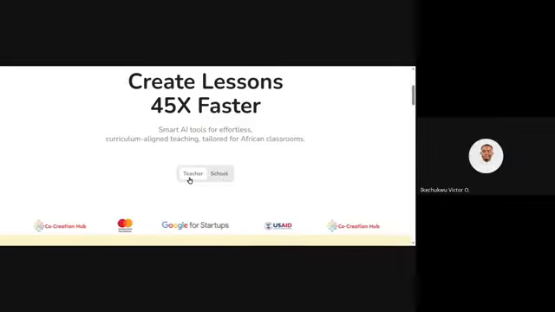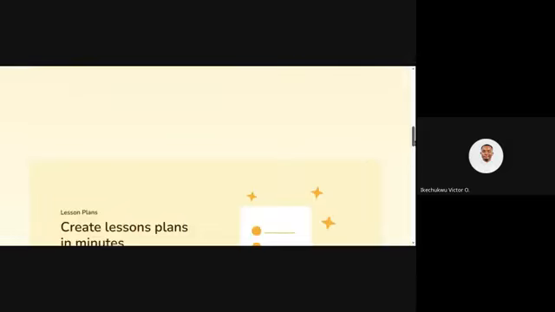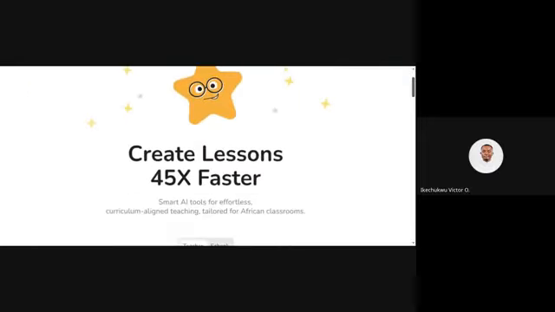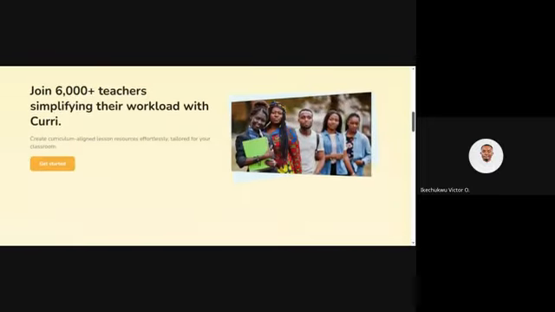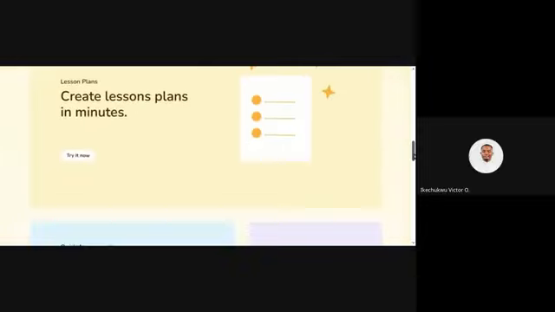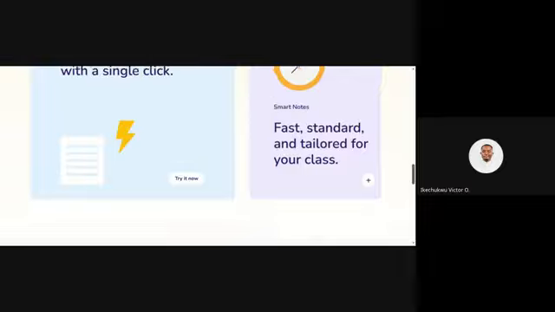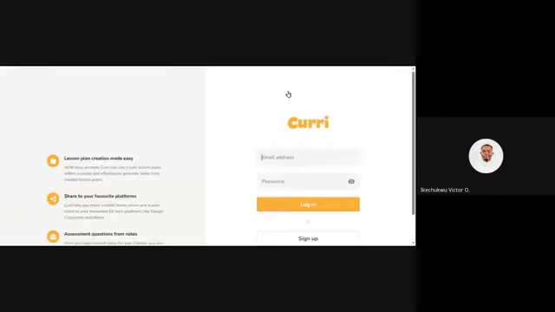So now I'm on the one for the teachers, right? And look, this is how the interface looks. Teacher, school. It's something for Nigeria. So you can create lesson plans in minutes. You can generate questions easily. Then yeah, that's all. So let's sign in. I have an account with them, so I'm just going to sign in.